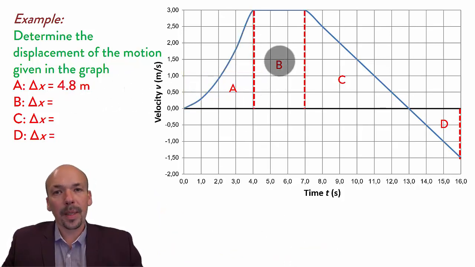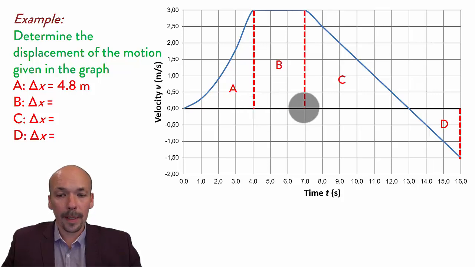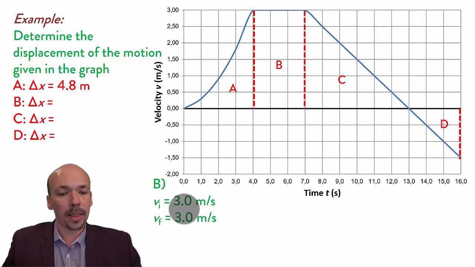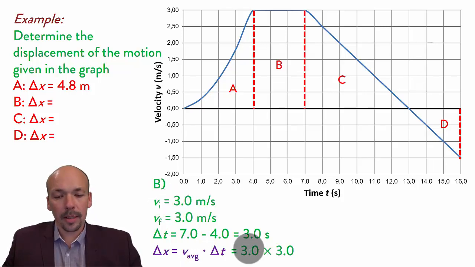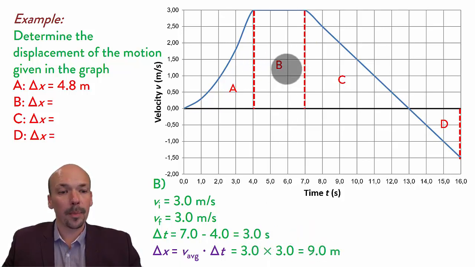And now we go for B. B is a lot easier because we have a velocity which starts at 3 meters per second and ends at 3 meters per second. We have a time which starts at 4 seconds and ends at 7 seconds. So the initial velocity, 3 meters per second. Final velocity is the same. The time 7, because that's where it ended, minus 4, so that's 3 seconds. We can multiply them because we already have the average velocity, which is just 3 meters per second, so we use that. Multiplied by the time, and we have 9 meters. So the displacement during B was 9 meters.